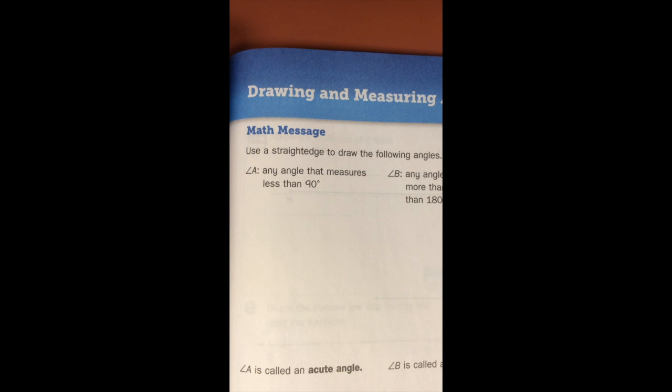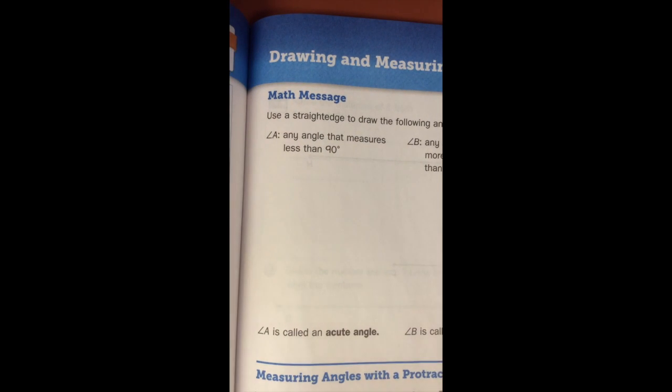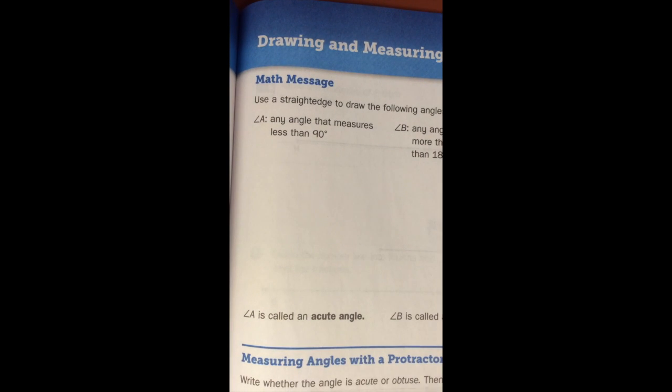Good morning. Today we're going to be drawing and measuring angles. So we're going to use a straight edge to draw the following angles, but we're not going to use a protractor, okay? So we're going to draw an angle using a straight edge that measures less than 90 degrees, which is called an acute angle, okay?